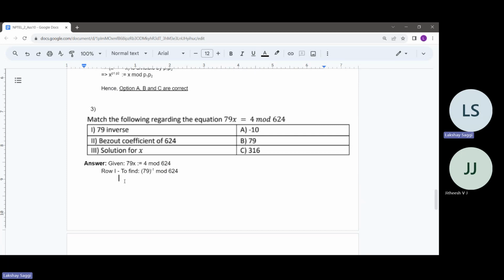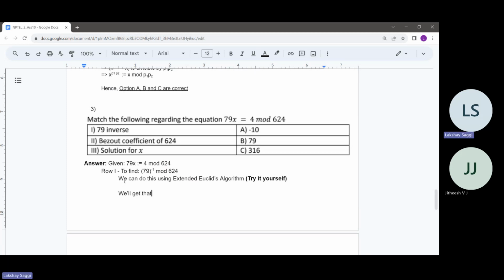To find 79 inverse mod 624, this had been discussed in the lectures: we can do this using the extended Euclid's algorithm. Try it yourself. This is a try-it-yourself part because it is straight out of lectures, nothing new. So what I'll instead do is mention what we'll obtain from this.